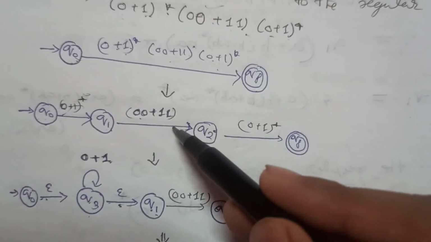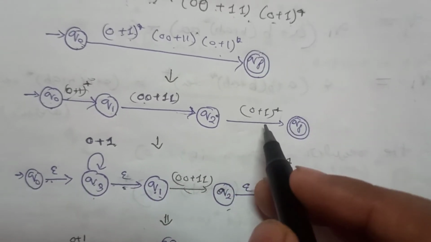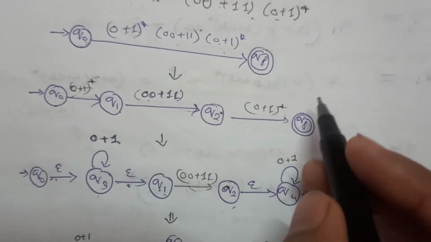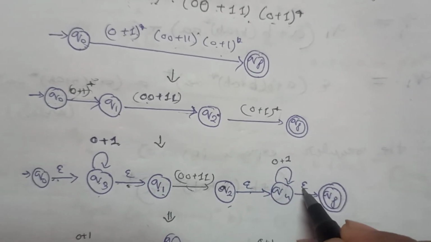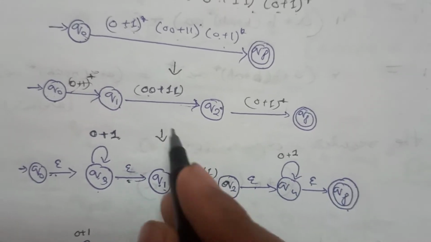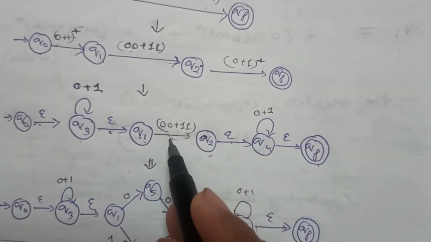And for the middle part it remains just the same from q1 to q2, and again the next part is similar to the first part. So I get a null transition, then it repeats in a self loop, again a null transition, then the final state. Okay, so up to this is clear, I guess.